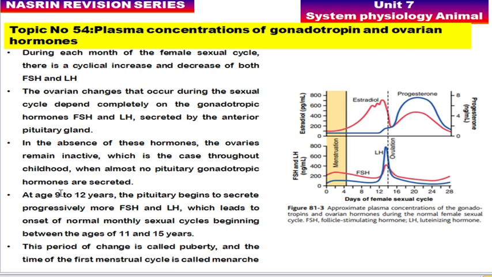At the age of 9 to 12 years, the pituitary begins to secrete progressively more FSH and LH, which leads to the onset of the normal monthly sexual cycle at the age of 11 to 15. This period of change is called puberty. The first menstrual cycle is called menarche.